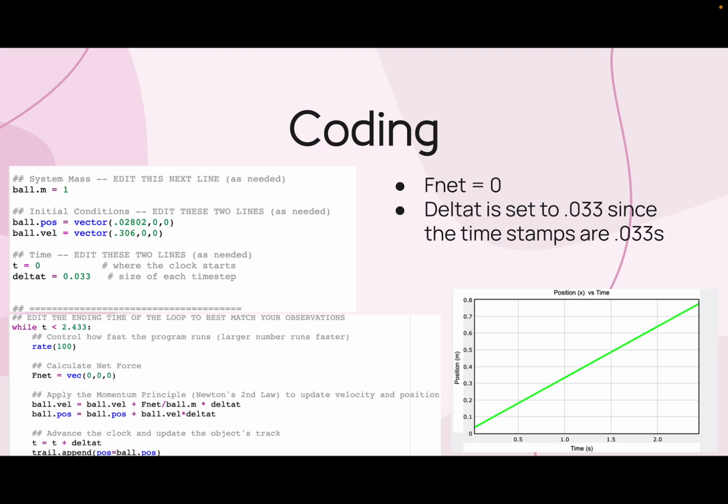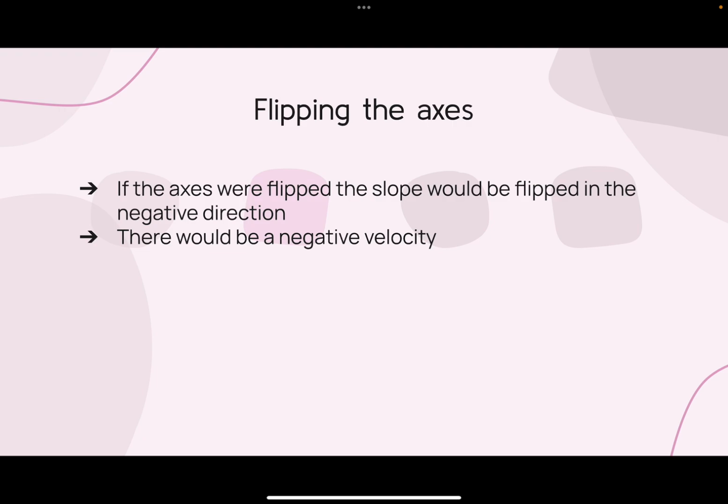And we can see that the line slopes upward, which means that the object was moving forward with a positive velocity. So if we flip the axes, this would have resulted in the slope being flipped towards the negative direction, and as a result, it would have produced a negative velocity due to the slope being flipped in the negative direction.